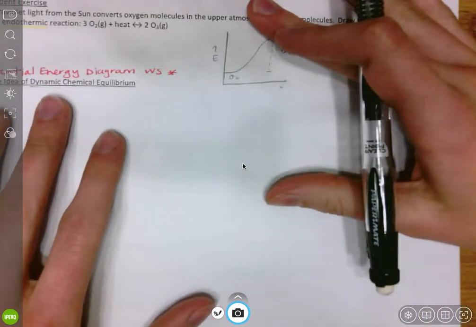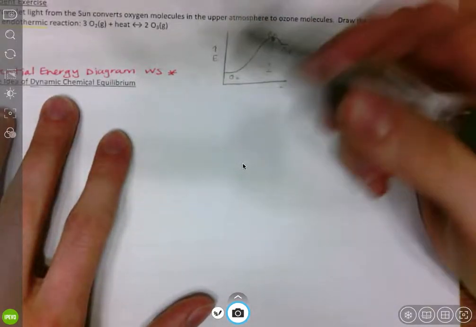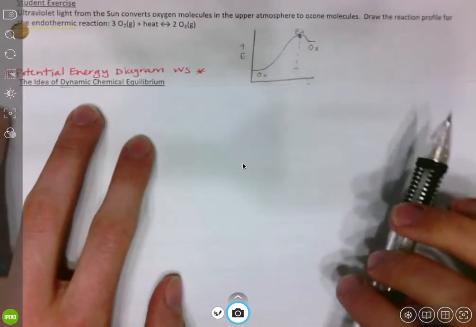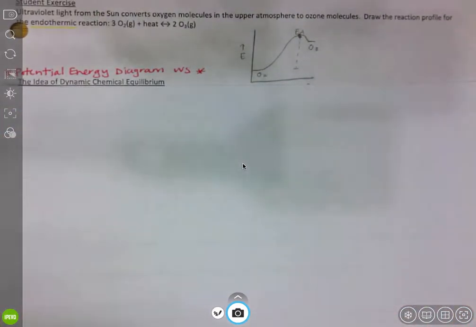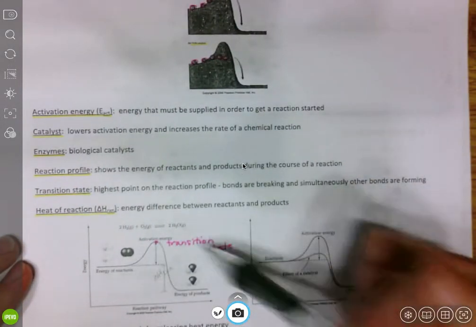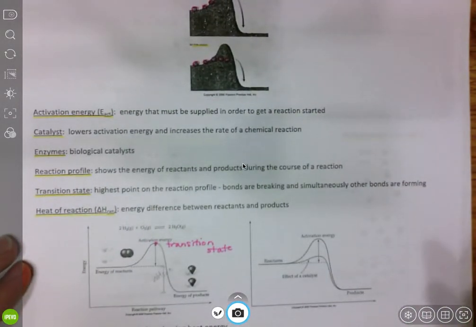At this point, you can do the potential energy diagram worksheet. Use the definitions on page 2 of your chapter handout and these pictures here to help you answer that worksheet.